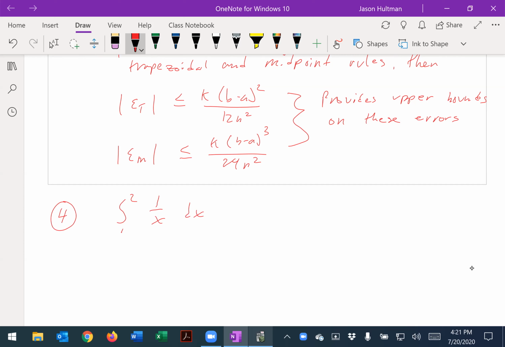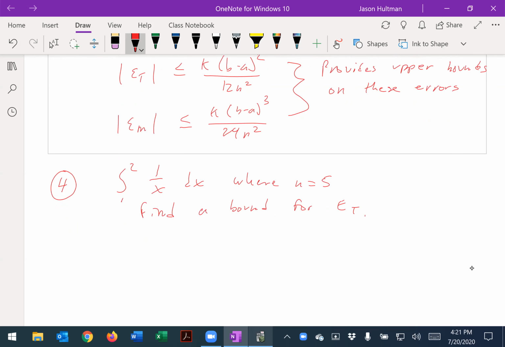This is the upper error bound. We just want to know, in the ballpark, what this error is going to be. Can we restrict it a certain amount, where n equals 5? Find a bound for E sub t, the error of the trapezoidal rule.